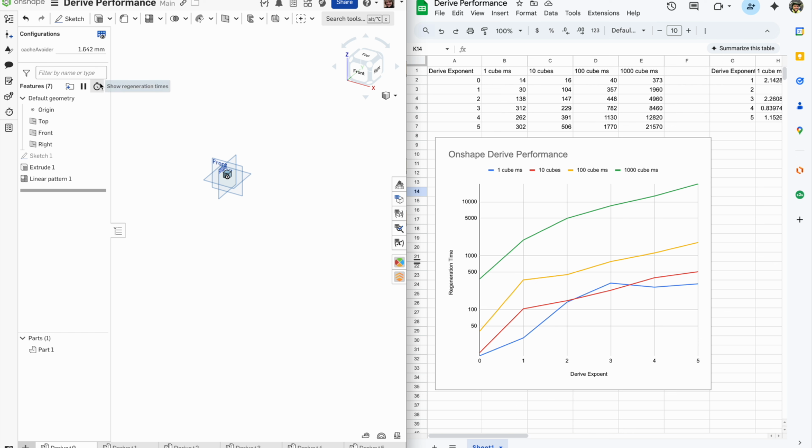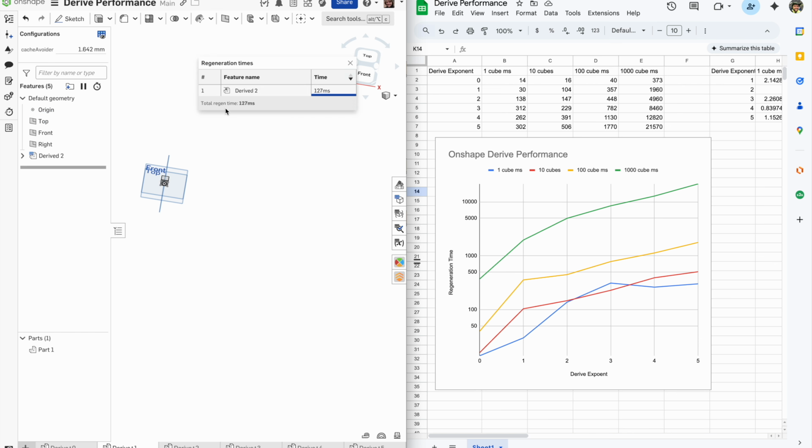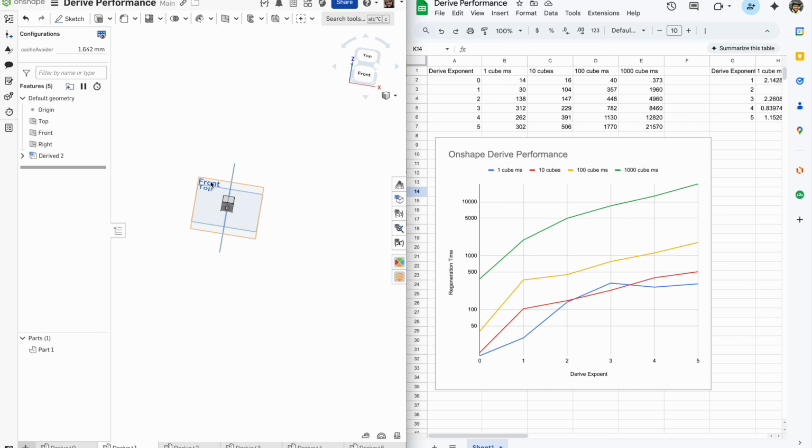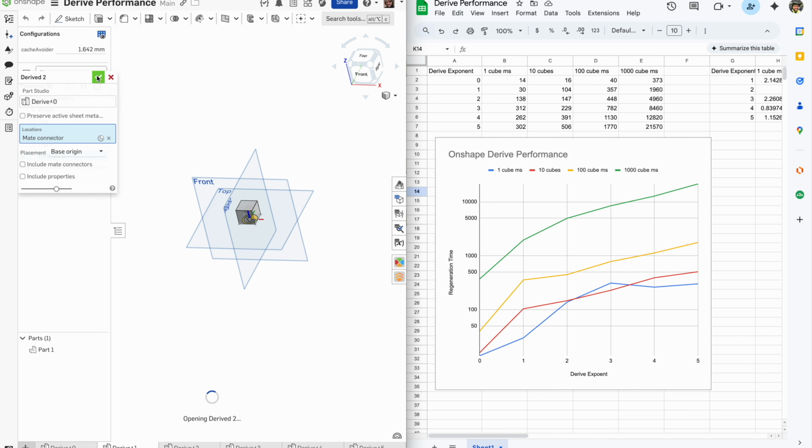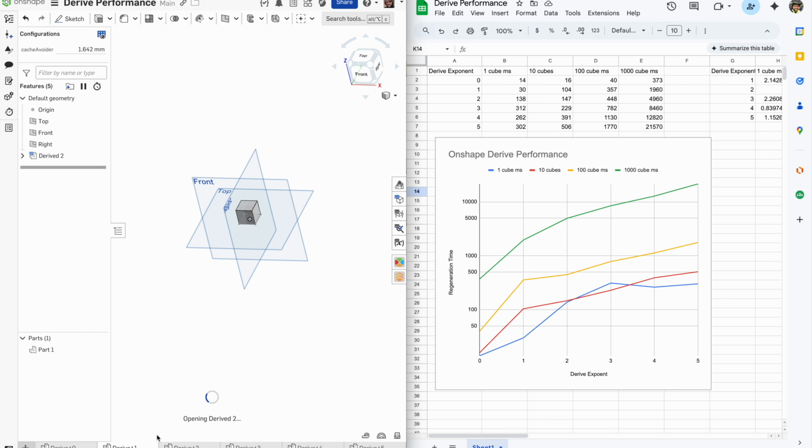So here's the raw part studio, and you can see we're at 14 milliseconds. And then the first derive is 127 milliseconds. So almost a 10x cost for regeneration time. Now, you might think that that's just overhead because there are additional things that need to happen in order to pull the context from that part studio into this next part studio. Maybe that's the case. So my next question was, if I keep deriving, do we see the curve continue to increase as I'm deriving the derive of the derive, or does it just level off?